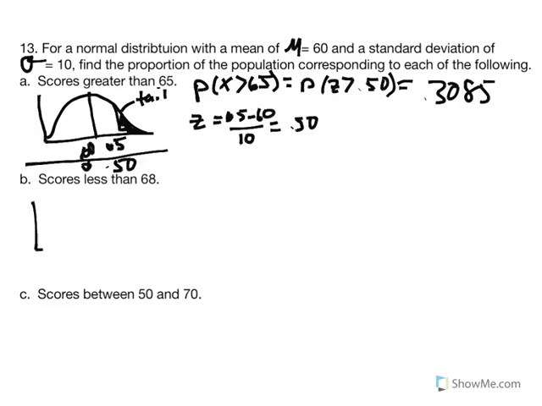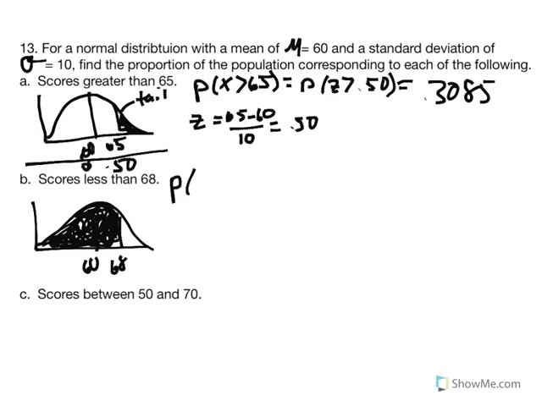All right, next one: scores less than 68. Our mean is in the center at 60, with a score of 68 to the right. Now we're interested in all of this, the area between the mean and z, plus the whole other half of the distribution. Given this visual interpretation, we should understand that the proportion we're looking for is definitely going to be greater than 0.5.